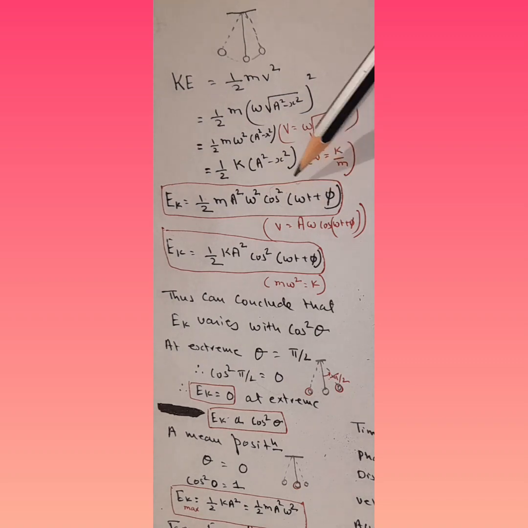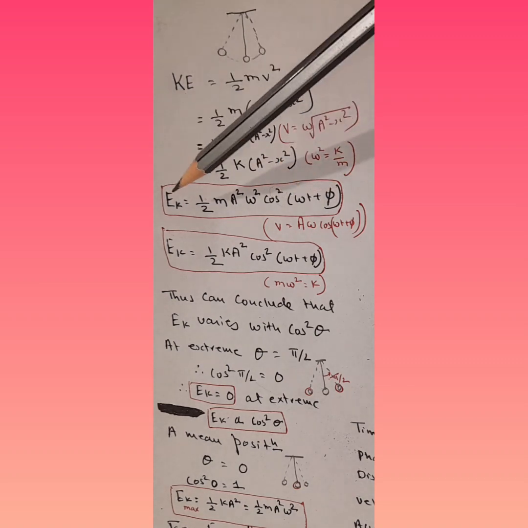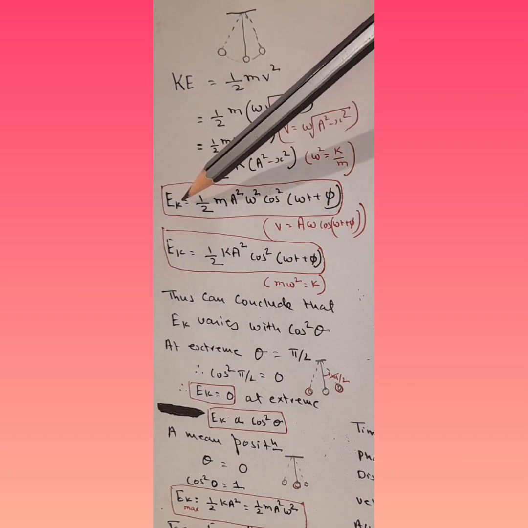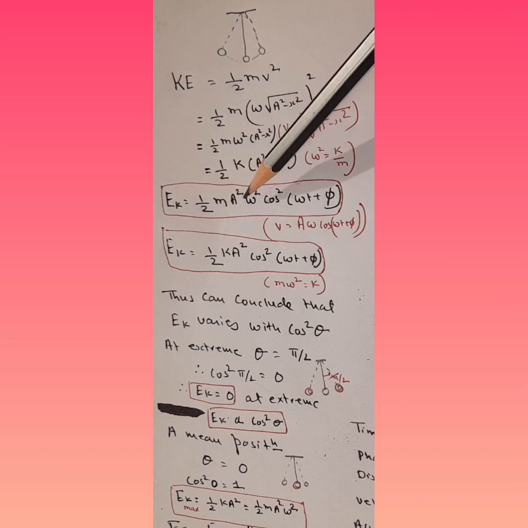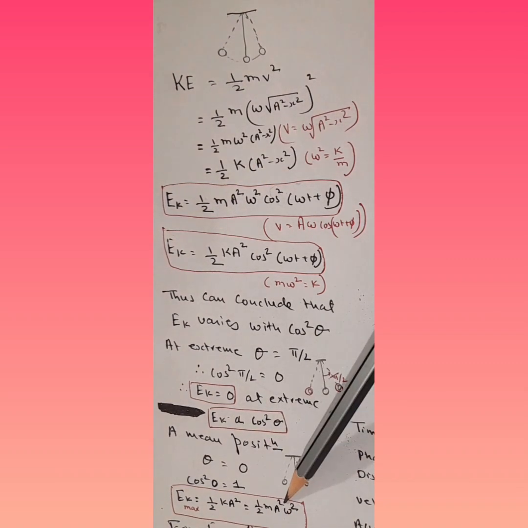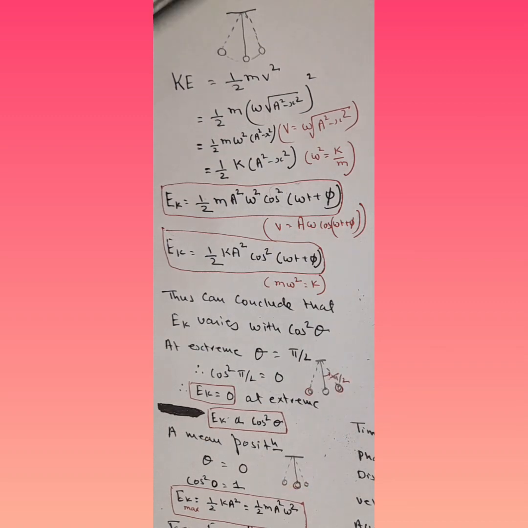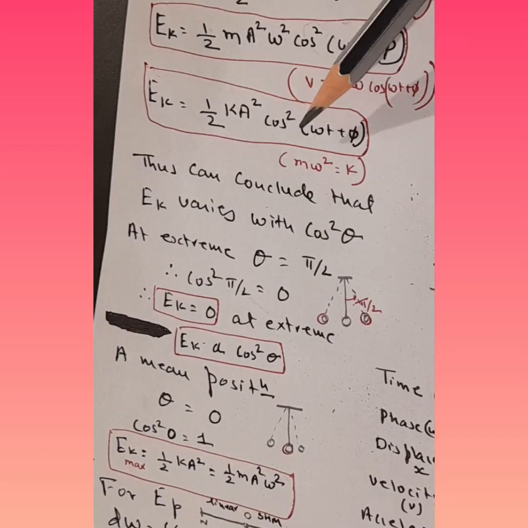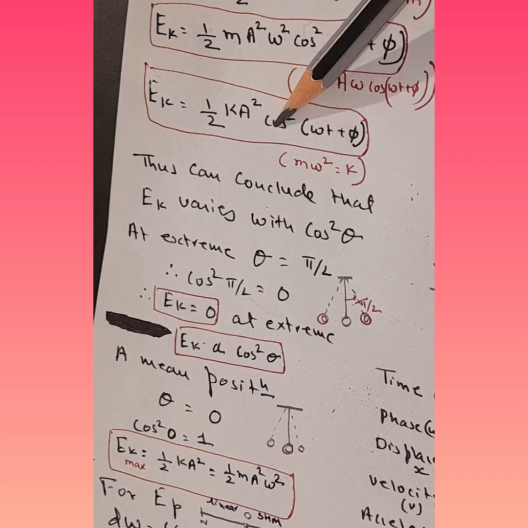Now if cos square theta becomes 1, then the kinetic energy gets the maximum value, and the maximum value would be half m a square omega square. That's what we found over here. Alright, and that's at mean position. At mean position theta is 0, so cos square 0 is 1, so it would have maximum value, that is, this would become 1.